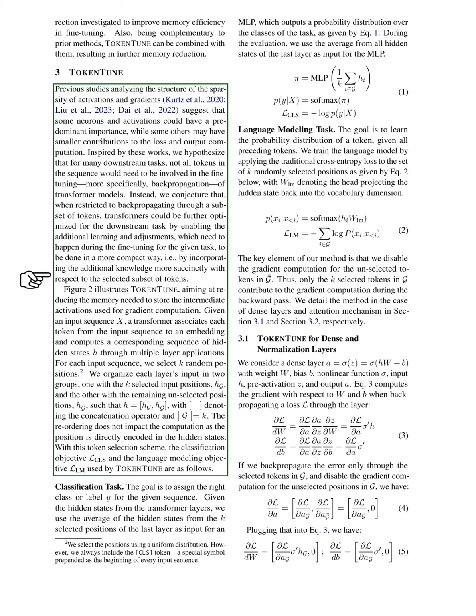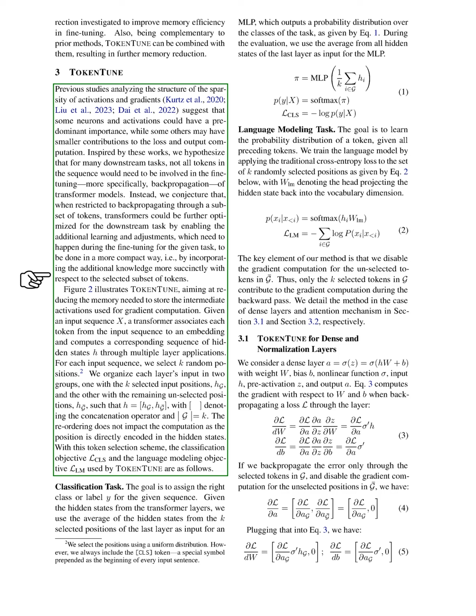Our research indicates that not all tokens in a sequence are necessary for fine-tuning transformer models. We hypothesize that by limiting backpropagation to a subset of tokens, we can optimize transformers for specific tasks more effectively. This approach allows for more compact learning and adjustments during fine-tuning.